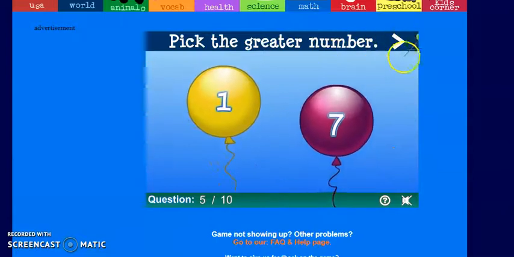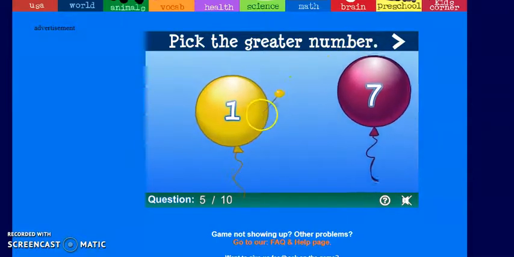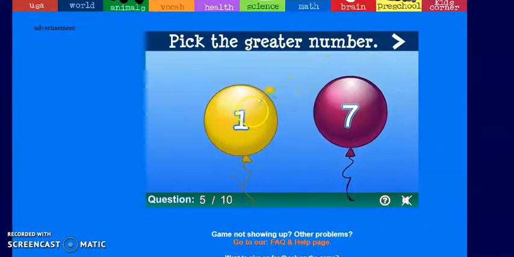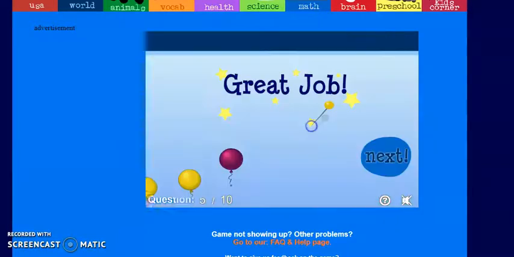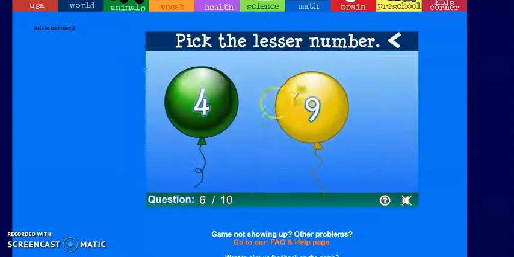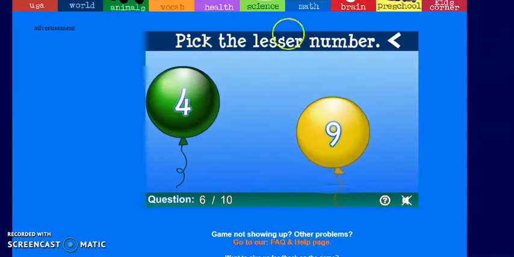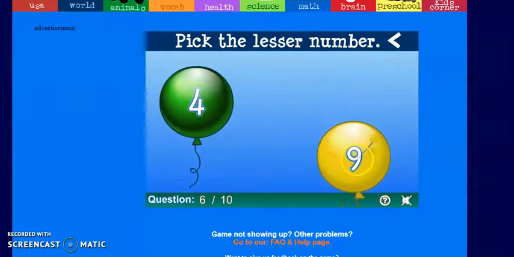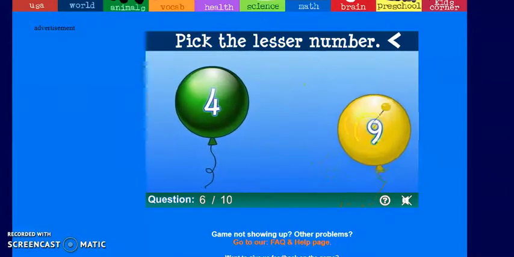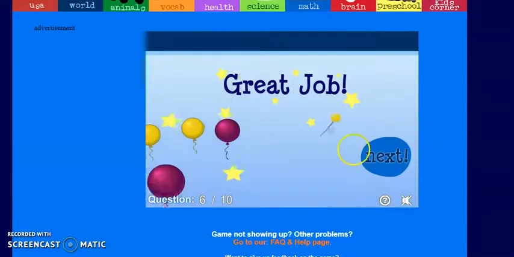All right, so now we're back to the greater number. We're watching for the alligator. The alligator always wants to go after the bigger number. So here, the greater number is 7. Okay. Back to lesser. That means the smaller number. Is it going to be 4 or 9? Yeah, it's going to be 4.